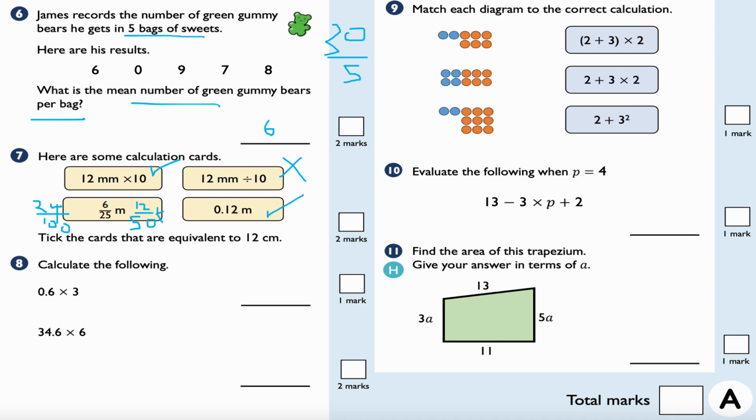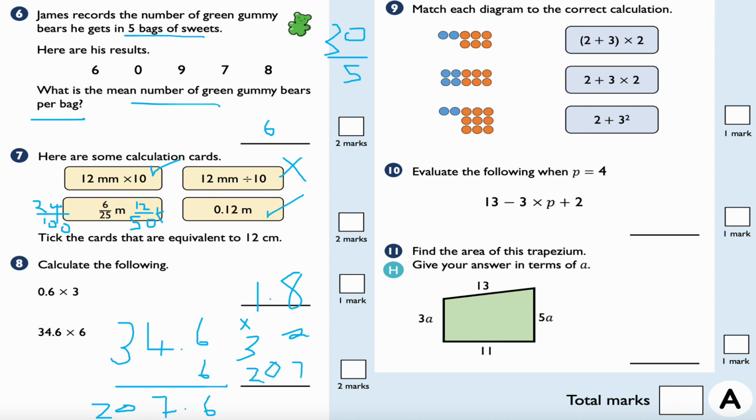Next question, question number 8. Calculate the following: 0.6 times 3. Well, 6 times 3 is 18, so it's going to be 1.8, okay, because it's 10 times smaller than 6. 34.6 times 6. Well, if I multiply, okay, 6 6s are 36, so 6 carry the 3. 6 times 4 is 24, add the 3 is 27, so 7 carry the 2. 6 times 3 is 18, add the 2 is 20. So the answer is 207.6.